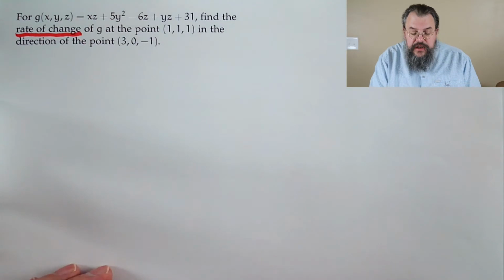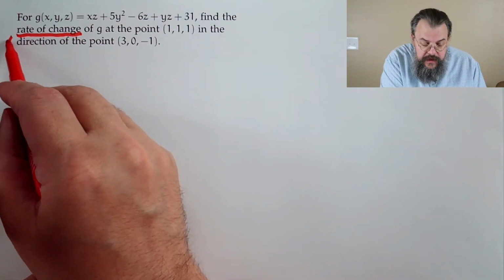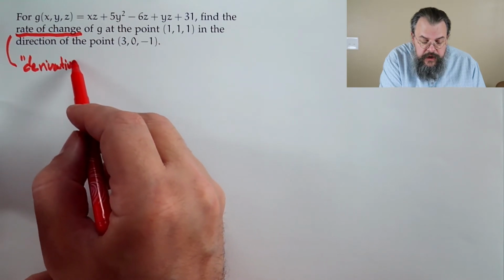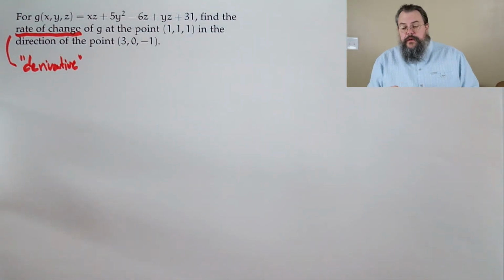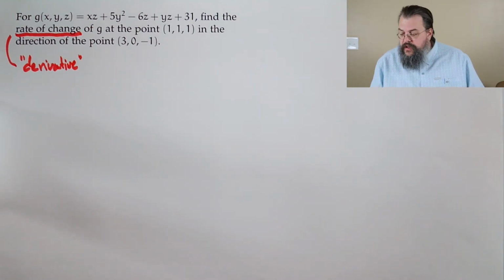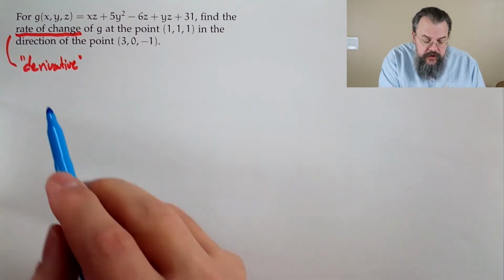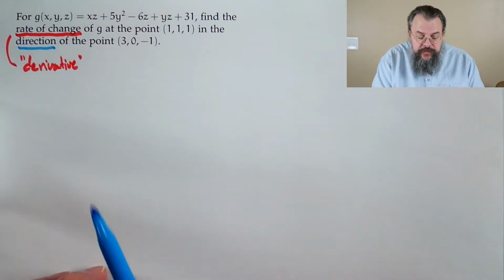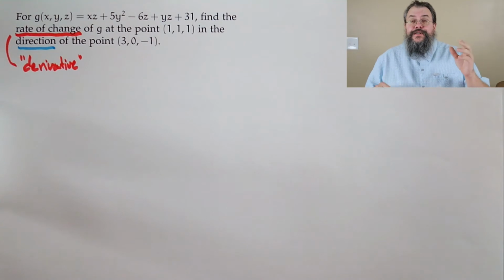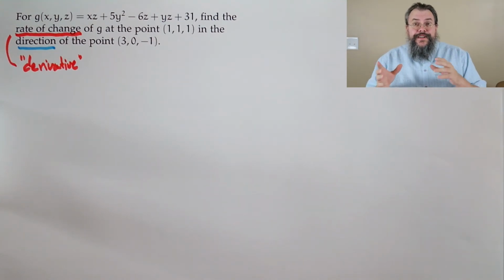Now, rate of change is just a very fancy way of saying derivative. So, all right, we know how to make that substitution. We see the word rate of change, we're like, okay, this is a derivative problem. And not only is it a derivative problem, there's another word that jumps out to us. And you can see it. It's this word, direction. So it's like, oh, we're looking for a derivative in a particular direction. So we want a directional derivative.